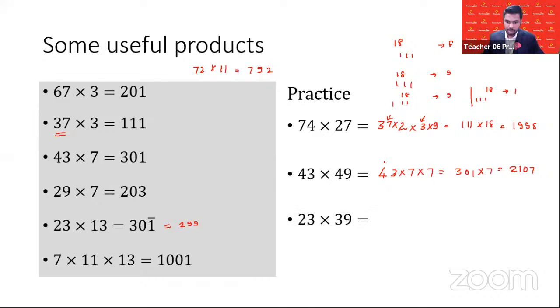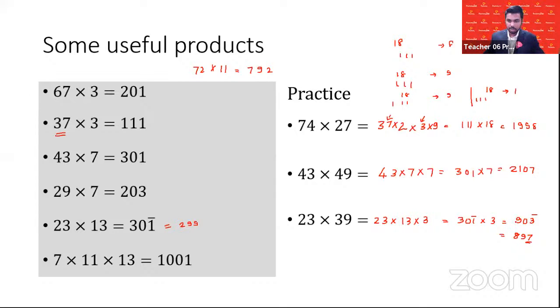Yes. So last example, 23 times 39. We know 23 times 13 is 301 bar. So 23 multiplied by 13 into 3. This is nothing but 301 bar multiplied by 3, which is 903 bar. What is this? If you know the answer for 903 bar, put that in the chat box. Yes, Anand, you're right. This is 897.